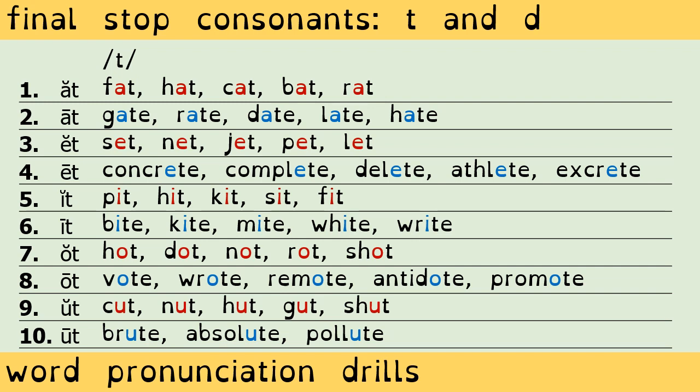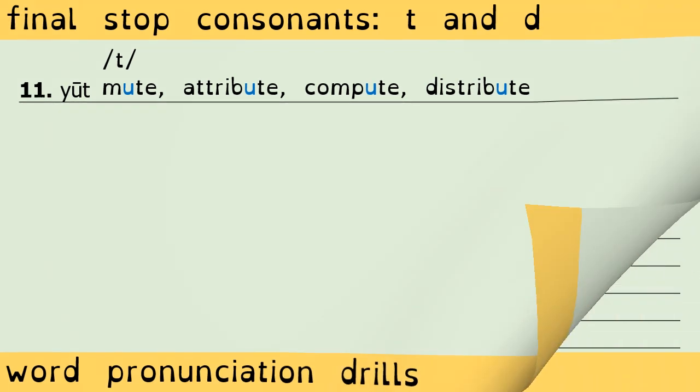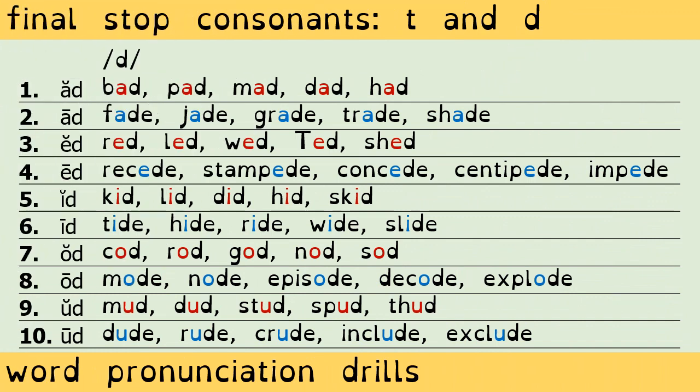9. Ut. Cut. Nut. Hut. Gut. Shut. 10. Oot. Brute. Absolute. Pollute. Let's continue. 11. Ute. Mute. Attribute. Compute. Distribute. Okay, let's keep going. Repeat after me.